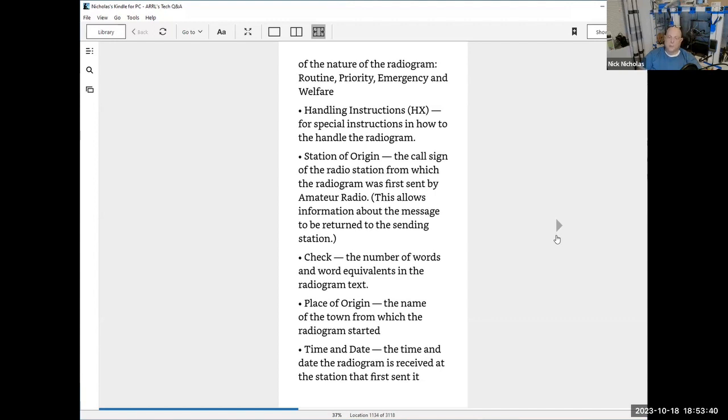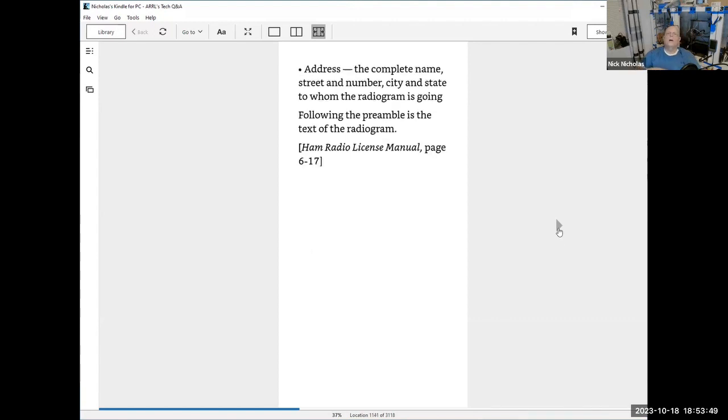Then there's the place of origin, usually a town and state where it was originated, and the date and time where it was originated. And then, of course, the address: street, city, number, state, and oftentimes phone number, where the message is going. So it'd be a complete name, address, street, everything. That's where it's being addressed to. With all that information and the message body, you've got a complete radiogram.